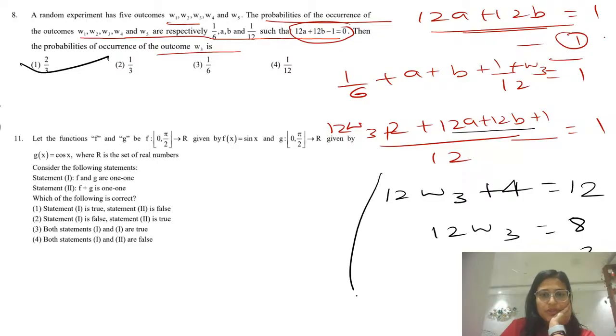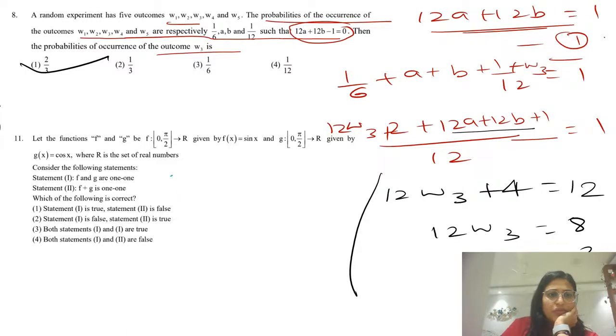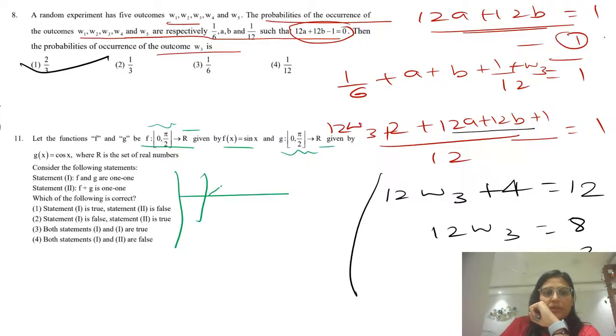Come to the next question here. Again, a very, very important question of calculus, a function question. f is from 0 to pi by 2 to R. This is the domain and R is the range. Again, for g, this is the domain and range. f(x) is sin x. Let's draw the sin x from 0 to pi by 2. It is this. Is this 1, 1? Yes, definitely it is 1, 1.